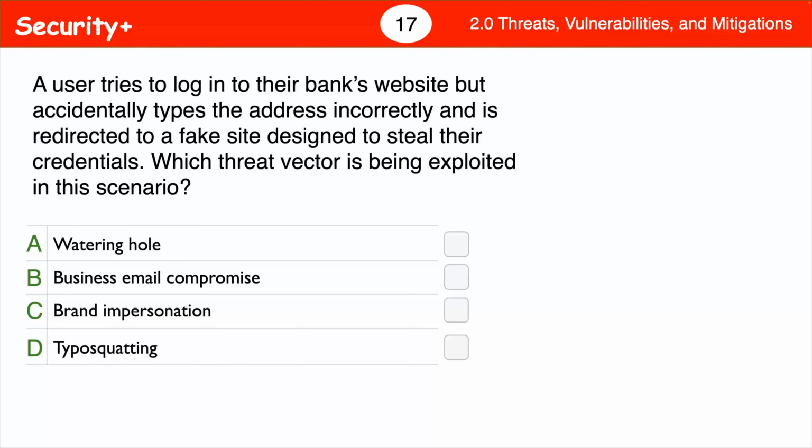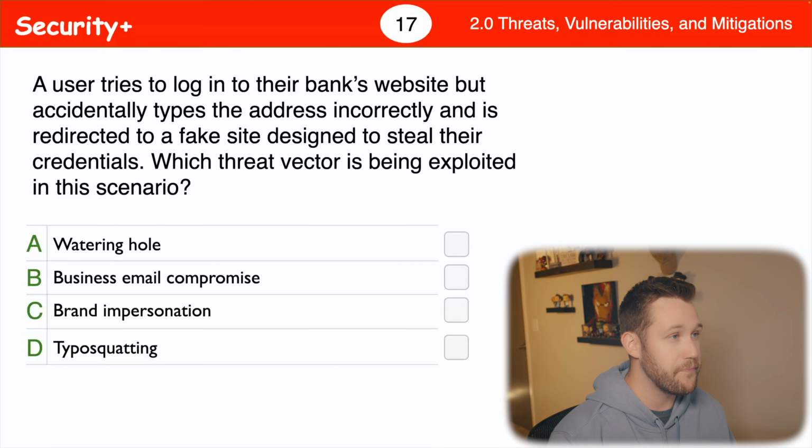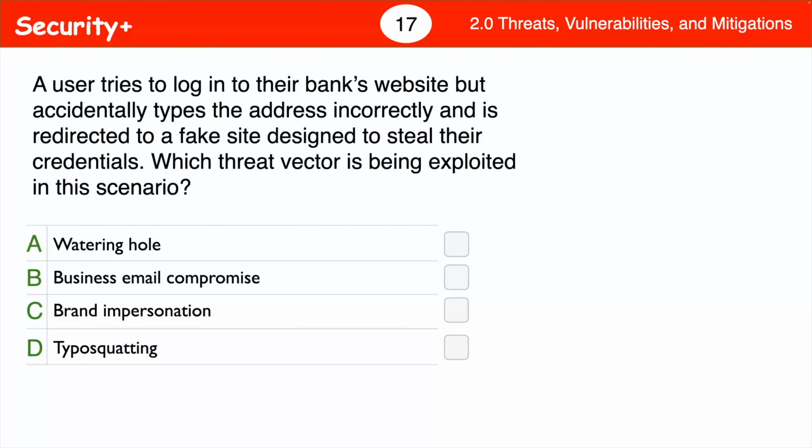All right, we had one really similar earlier. A little bit different. I really hope you get this one right. If you don't, it's cool. All right, so let's take a look at the key phrases here. For this question, I would say it's accidentally types the address incorrectly and redirected to a fake site. Now, these clearly describe a malicious site taking advantage of mistyped URLs. And that's very, very similar to the question that we had before, isn't it? So let's go ahead and do the process of elimination.